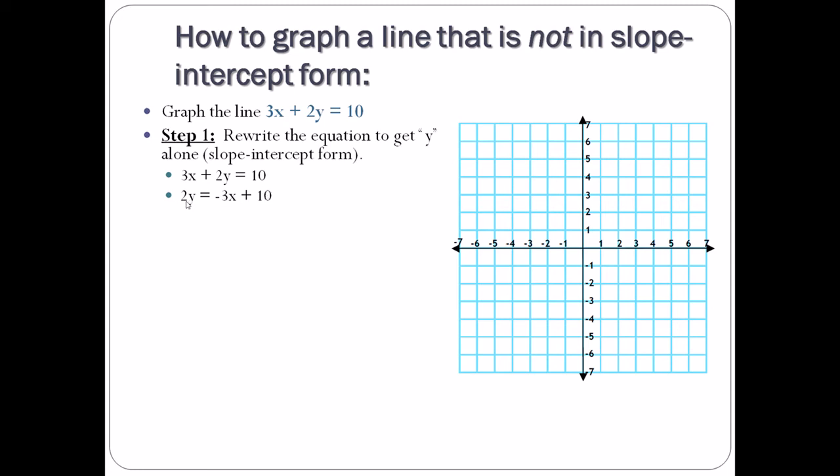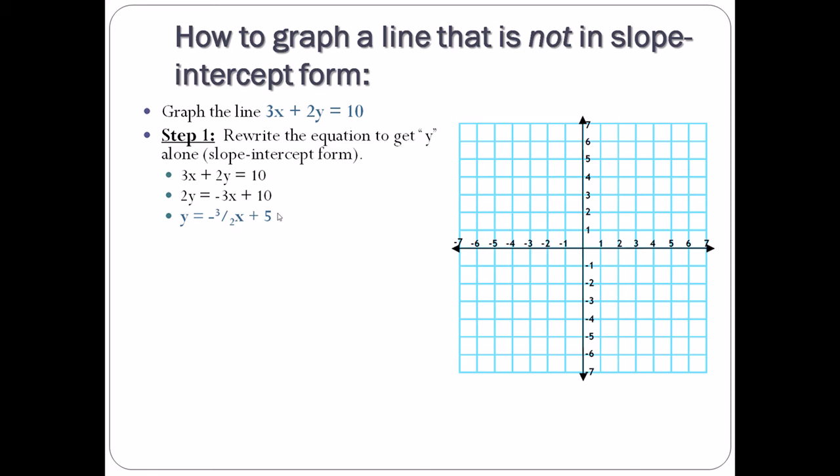Now y still isn't alone, there's a 2 there. It's 2 times y, and the opposite of multiplying by 2 is we're going to divide this term by 2, and this term by 2, and the last term by 2. And so I have y equals negative 3 halves x plus 5. Now it's in slope-intercept form.